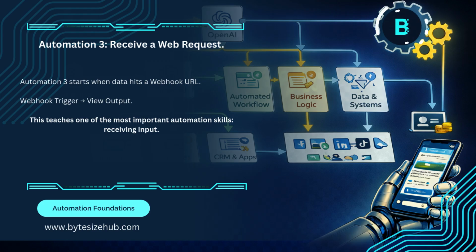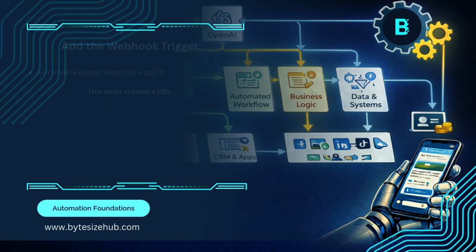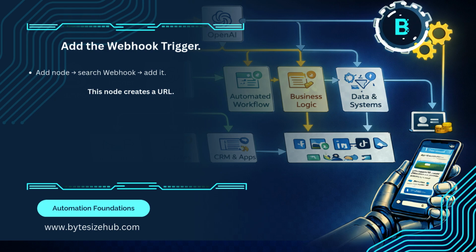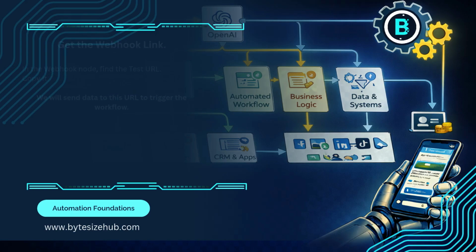Automation 3 starts when data hits a webhook URL. Webhook trigger, view output. This teaches one of the most important automation skills, receiving input. Add the webhook trigger. Add node, search webhook, add it. This node creates a URL.